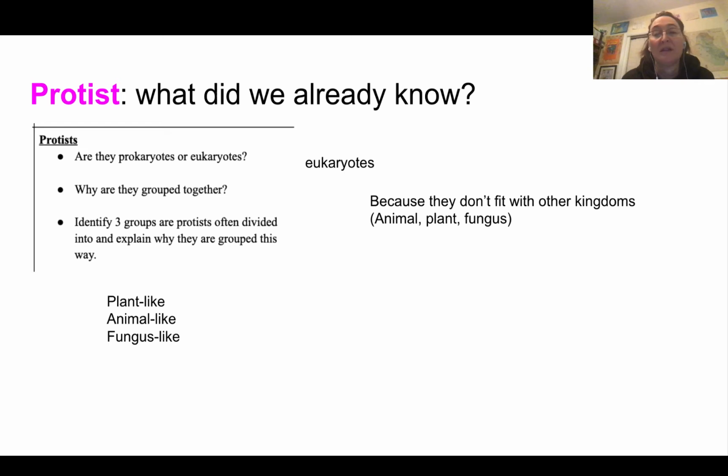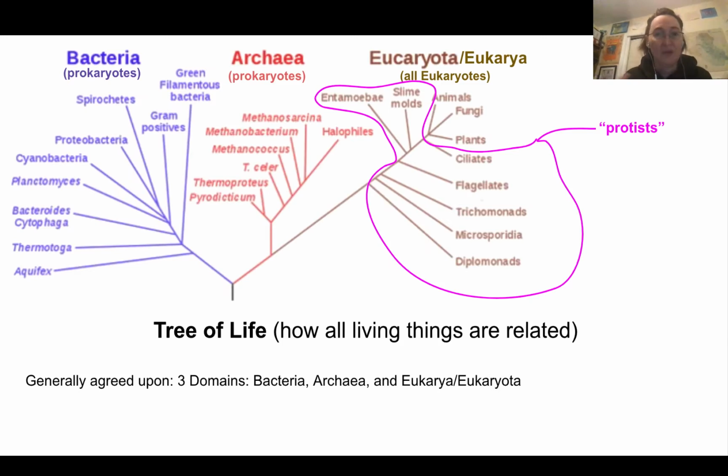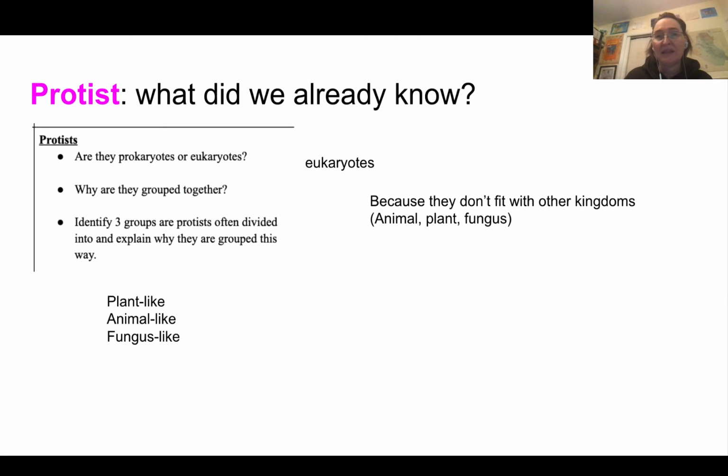They're grouped together because they don't fit with the other kingdoms. They're not plants, animals, or fungi. That said, they have some similarities. So as a kingdom, historically, they have tended to be lumped into the most plant-like, the most animal-like, and the most fungus-like. So three kinds of groupings. Now that we know more about evolutionary history, we know that their taxonomic relationships are more complicated. But for simplicity's sake and historically, they have tended to be grouped in those three ways, by what they most resemble.